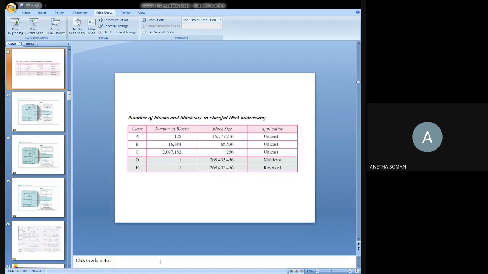So it is not satisfying the need of a particular organization. Okay, so class C block. Usually small organizations means you will be having many small organizations. So the 256 addresses that are being provided are not sufficient for usage. Okay, so many organizations don't want addresses in class C.